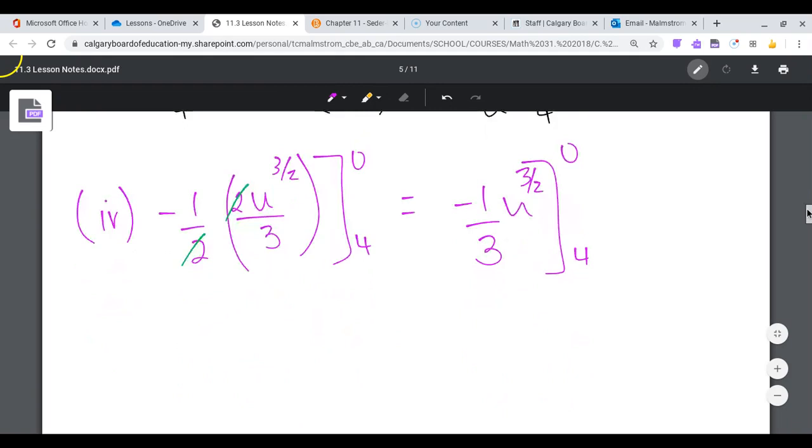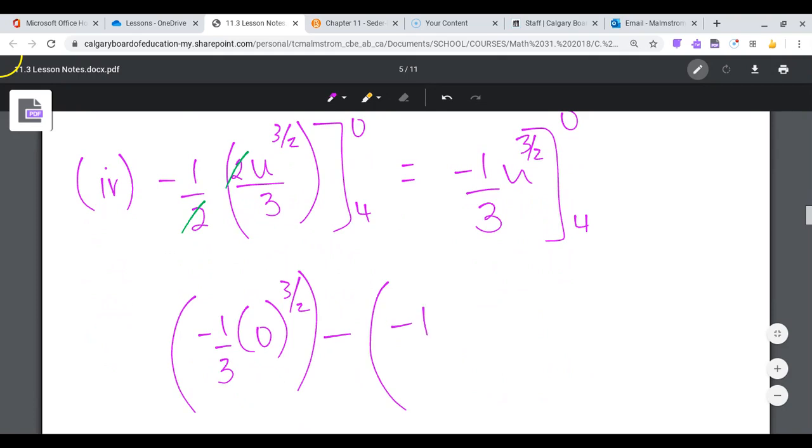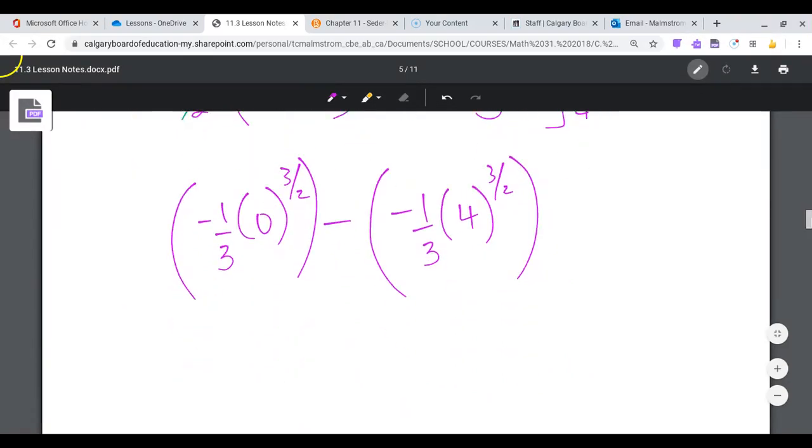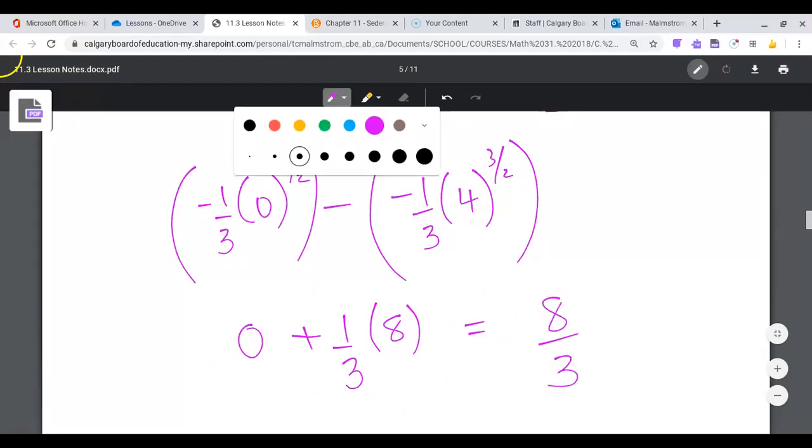All right, and then I'm going to put my 0 in first because that's my upper boundary. So 0 to the 3/2 minus negative 1/3, 4 to the power of 3/2. What does this equal to? So the first one's just 0. And 2 negatives make a positive. 1/3. What is 4 to the power of 3/2? So the square root of 4 is 2. 2 to the power of 3 is 8. And so my answer turns out to be 8/3.